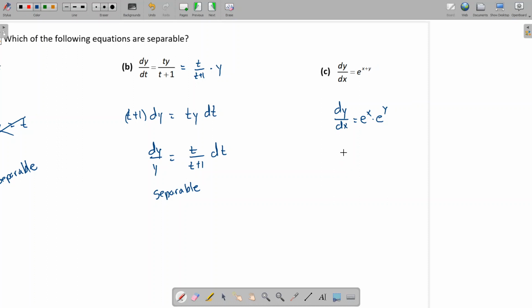Let's go ahead and finish the separation though. So we would divide by the e to the y, so it would be dy over e to the y, and then we can multiply the dx over e to the x dx. We've separated completely the x's and the y's, so this one is separable.